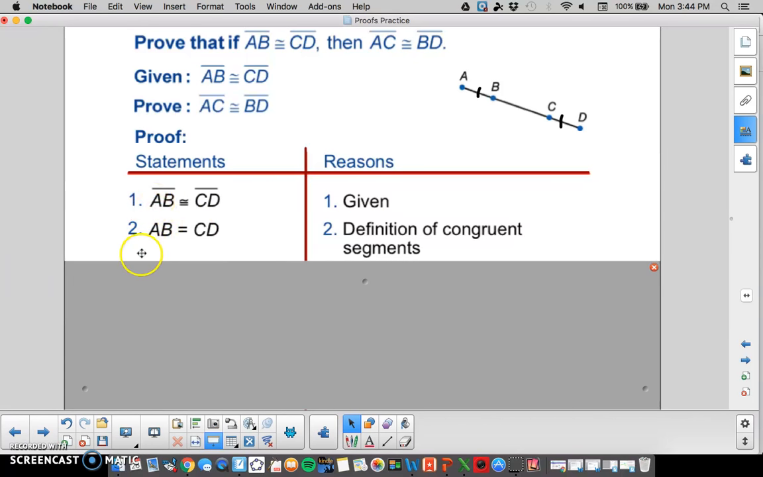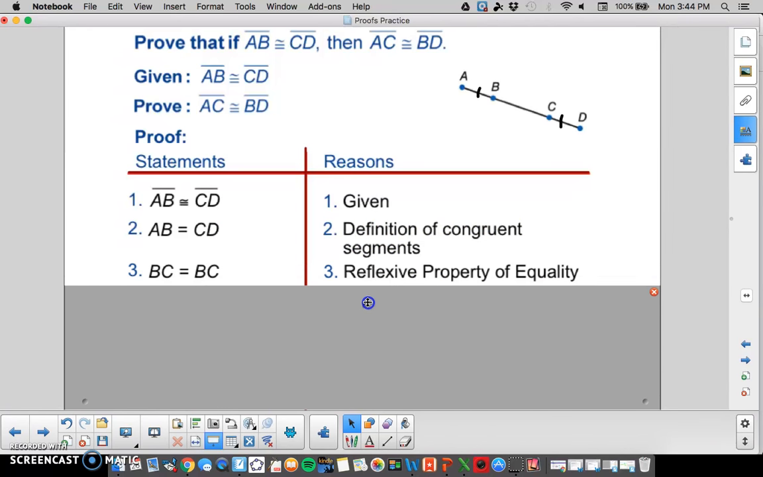Notice how those two statements are different. The first one says that the segments are congruent. The next statement says that the measures of those segments are equal. And that follows from the definition of congruent segments. Because we know BC is equal to BC, that segment in the middle is congruent to itself.